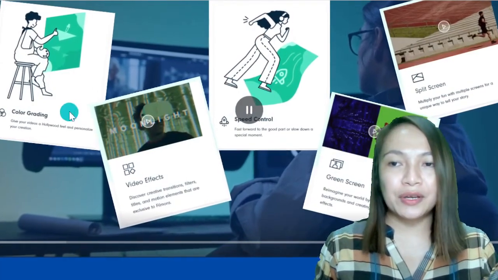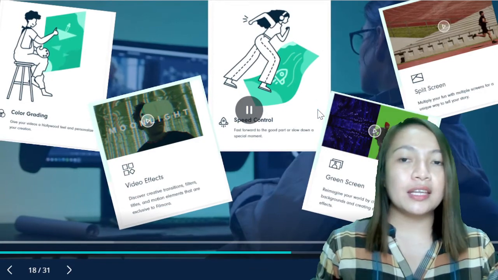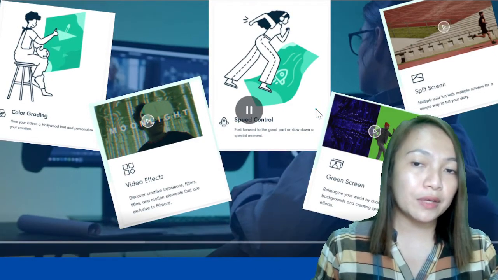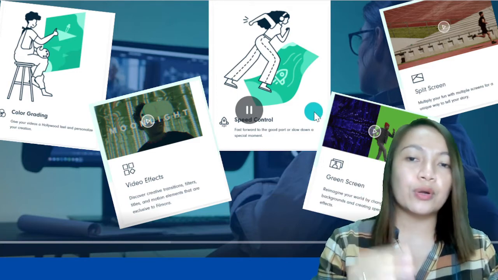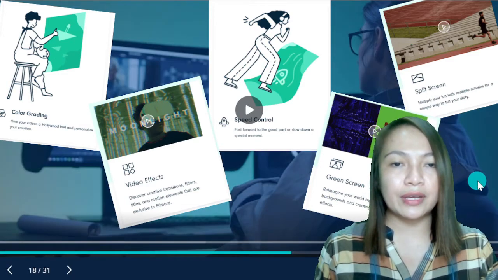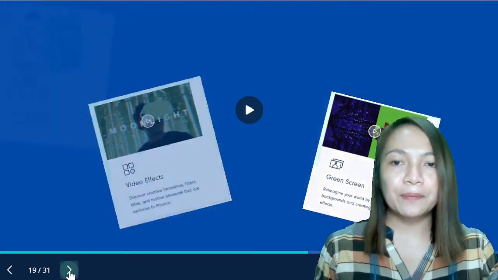And so we also have here the color grading, the video effects, and the speed control, and this is where you can adjust the speed of your video. You can adjust it to faster or slower or slow motion. And we also have the green screen and the split screen. I'm going to be showing you those features later.